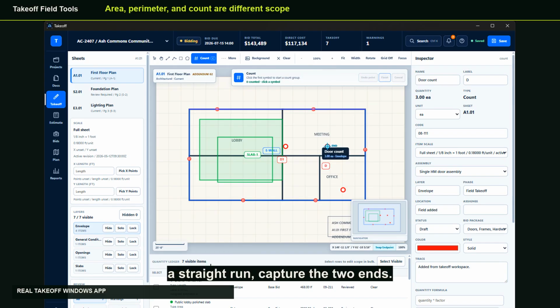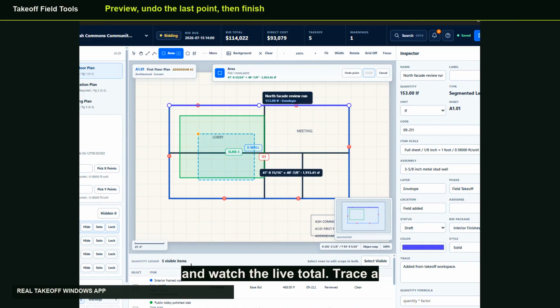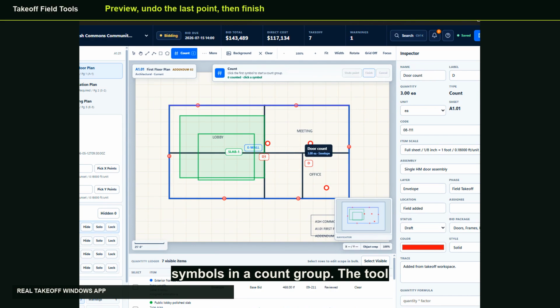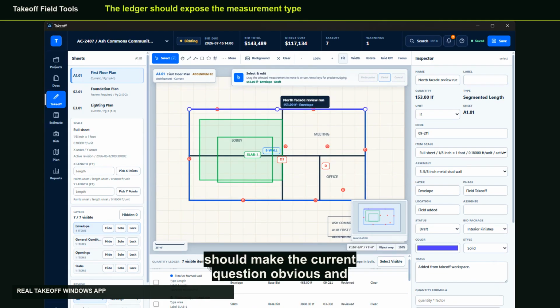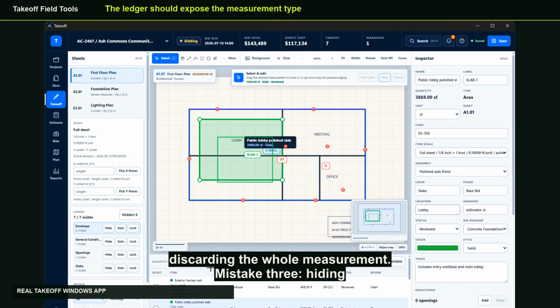For a straight run, capture the 2 ends. For a segmented run, click each turn and watch the live total. Trace a polygon for irregular area and keep repeated symbols in a count group. The tool should make the current question obvious and let you undo the last point without discarding the whole measurement.